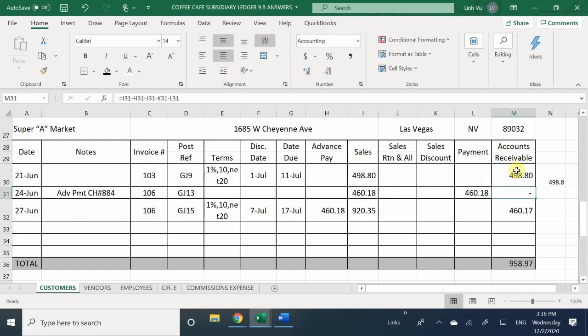All right. So now Super A Market owes us in grand total $958.97. Right on. Okay. So that is the lesson for here on how to utilize this. We're journalizing each transaction and making sure that every date and every little piece of information and how it affects every account. Right. Okay. Perfect.